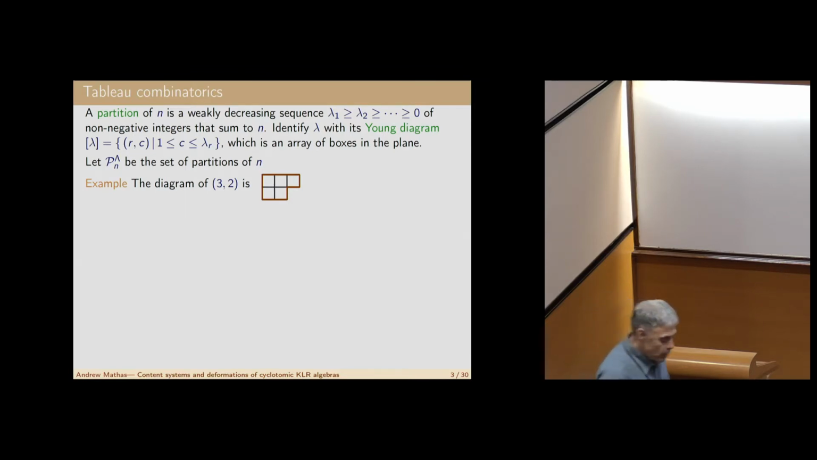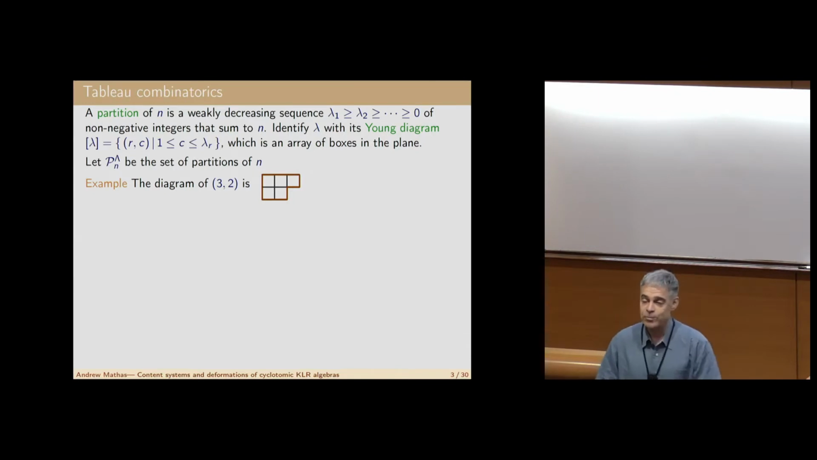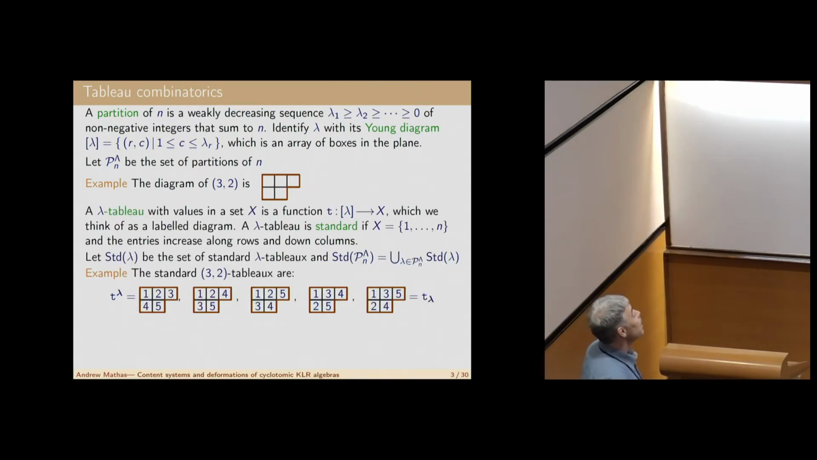So I'm going to take what Stuart Martin said to heart and start at the beginning. Well, Gordon James, I guess, said it. So I want to use content functions, so let me quickly just review what contents are. I think we probably all know, but I have partitions. I'm going to think of partitions as being diagrams. I want to have standard tableaux where I increase along the rows and down columns.